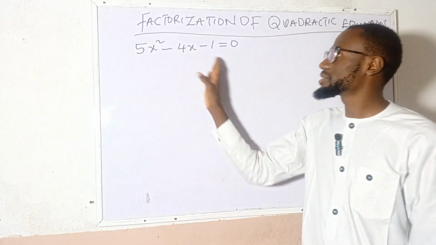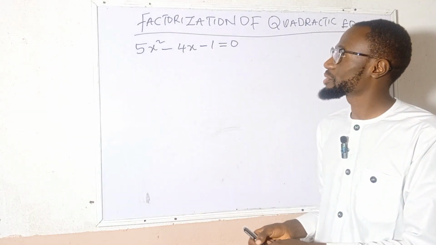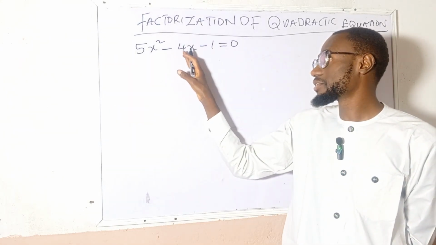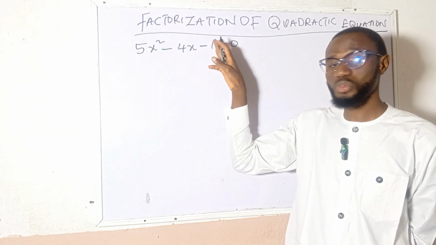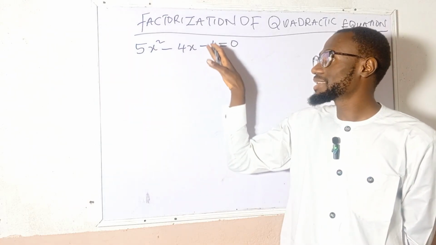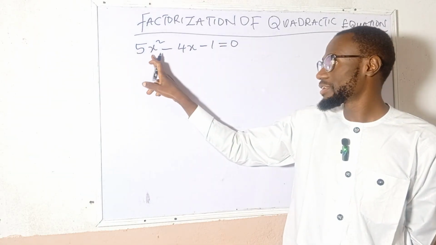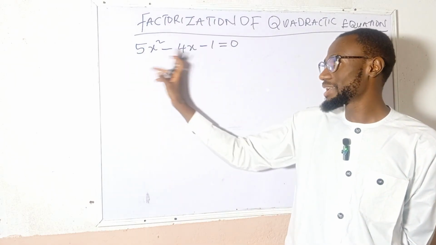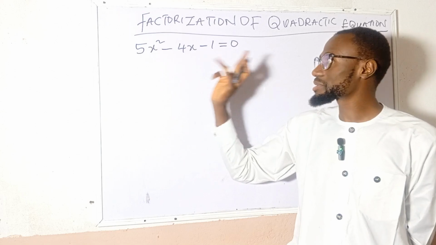For you to solve a quadratic equation using factorization methods, you have to find two numbers. If you add, you get 4x. If you multiply, you get minus 1. Provided that, the quadratic equation is in the form of a, b, c, where c is the constant.